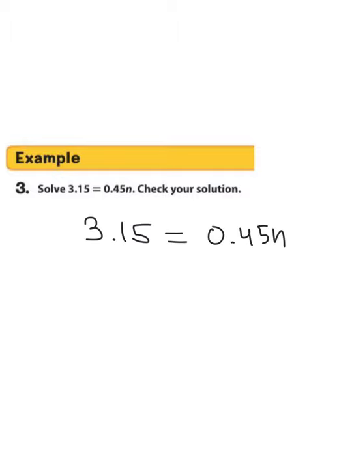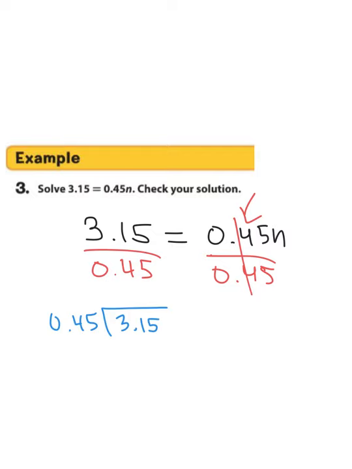Let's do it. All right, in order to solve for the value of n, we are going to need to divide by the coefficient of n, in this case 0.45. So divide by 0.45. Any number divided by itself is just equal to 1. 3.15 divided by 0.45. This is going to involve division with decimals.